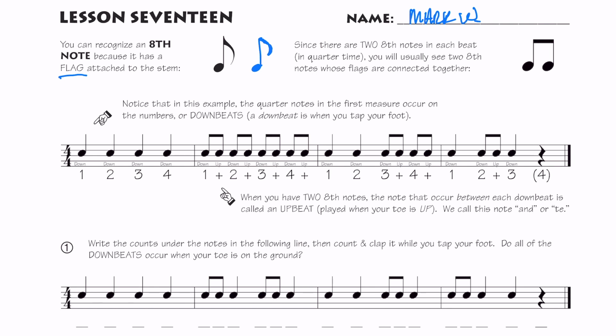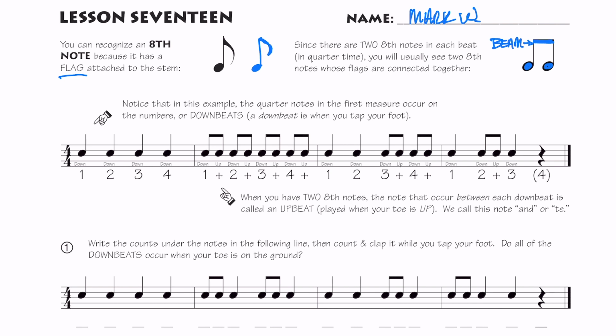Usually when we see eighth notes, especially right at the beginning, there are 2 eighth notes in a beat. So instead of each one having a separate flag, we draw this bar here that we call a beam. So these are eighth notes that are connected together with a beam.